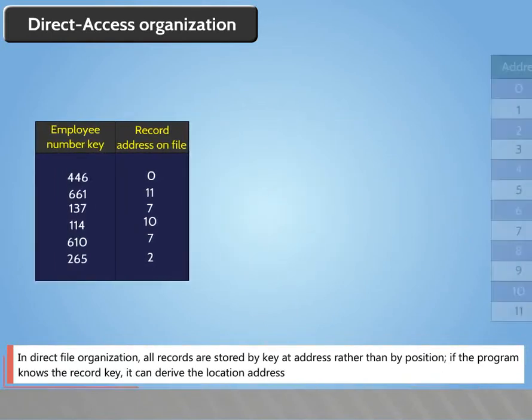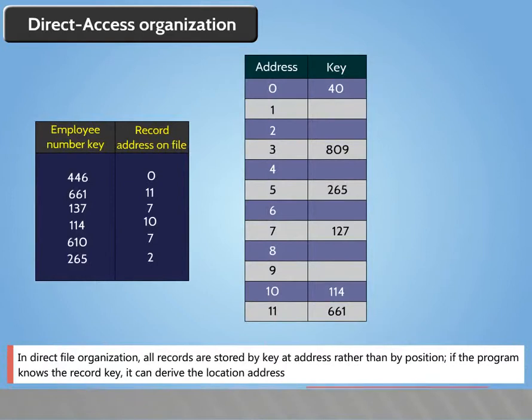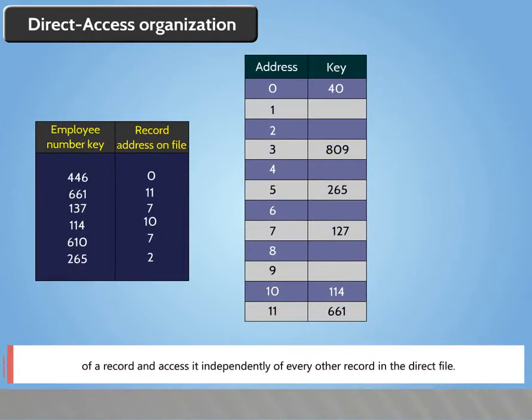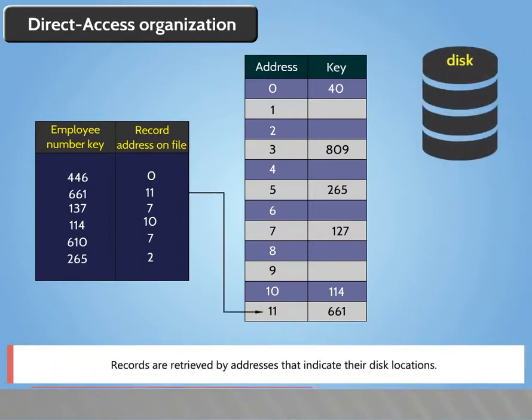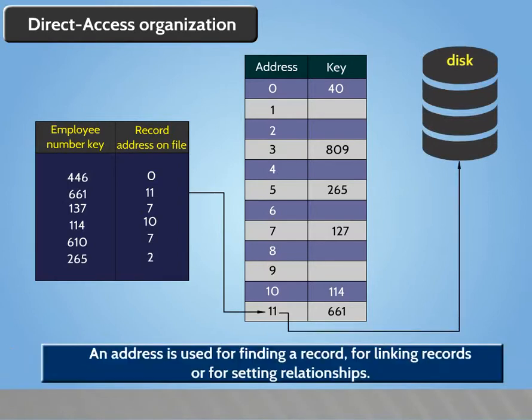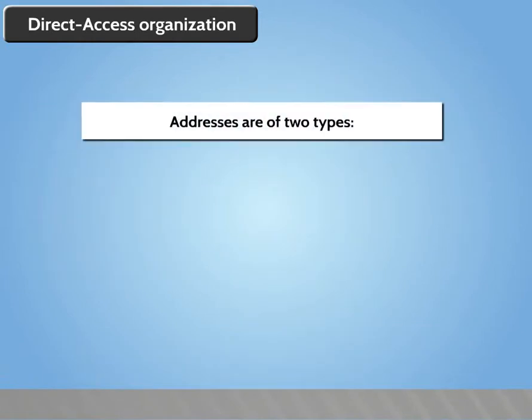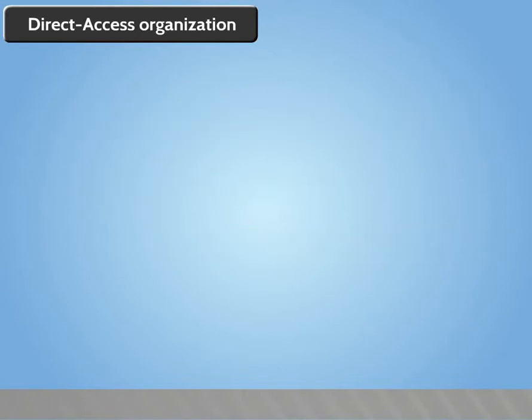In direct file organization, all records are stored by key at address rather than by position. If the program knows the record key, it can derive the location address of a record and access it independently of every other record in the direct file. Records are retrieved by addresses that indicate their disk locations. An address is used for finding a record, for linking records, or for setting relationships. Addresses are of two types: absolute, relative.